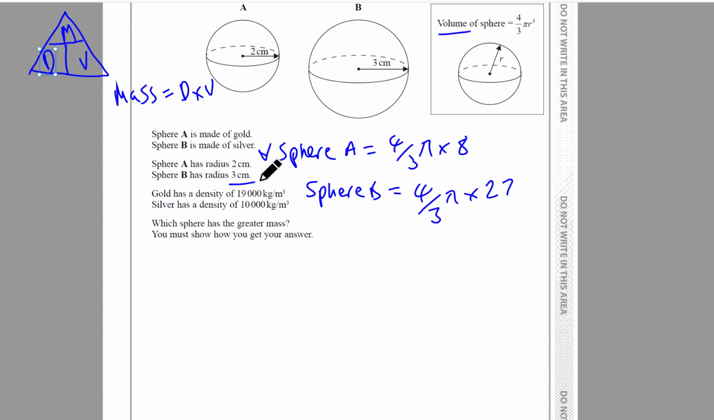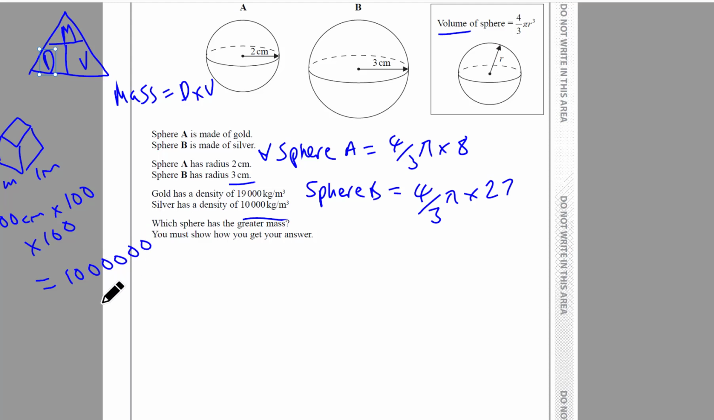The key is this is in centimetres cubed, and density is in metres cubed. So we want to convert this, and that's kilograms. There's 1,000 grams in a kilogram, and you need to see this so you understand that's 1 metre, 1 metre. Now if you convert that to centimetres, 100 centimetres in a metre, the volume of a metre cube is actually 100 centimetres times 100 times 100, which is 1 million.